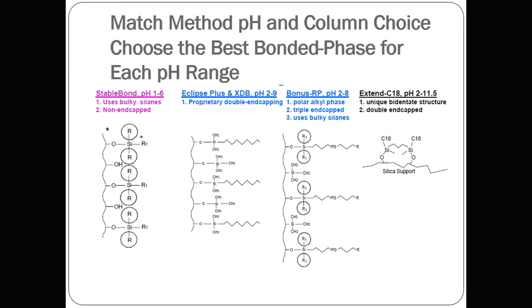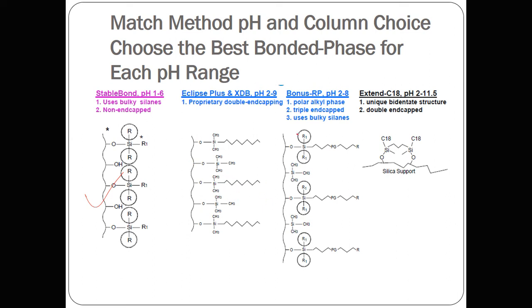And if we match methods with pH and column choice, choose the bonded phase for each pH range. If we are taking the stable bond at pH 1 to 6, then use bulky silanes, non-endcapped. It is non-endcapped. You can see over here I have drawn the structures. Eclipse XDB is pH 2 to 9, with proprietary double endcapping. It is double endcapped. We can see.